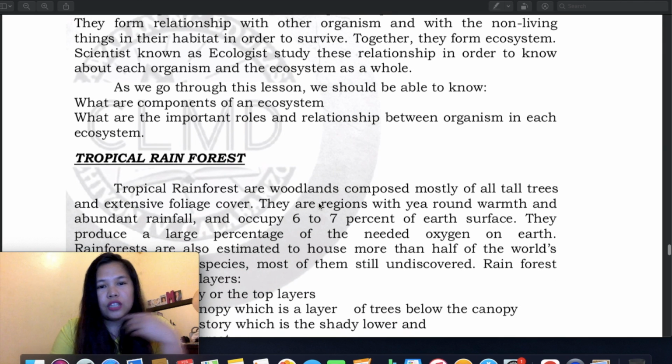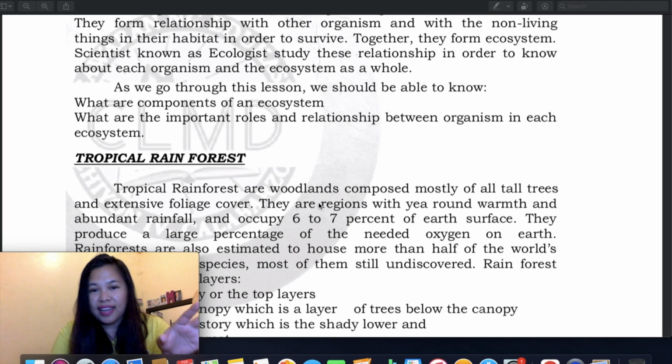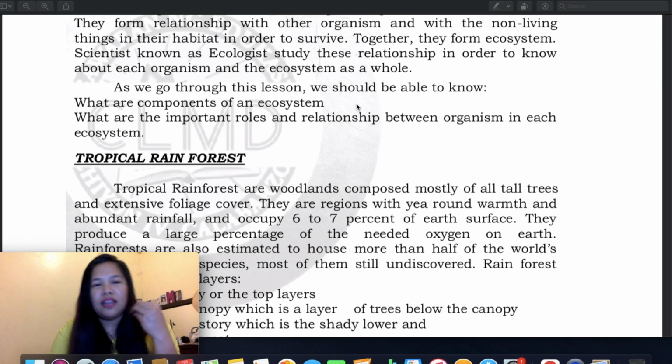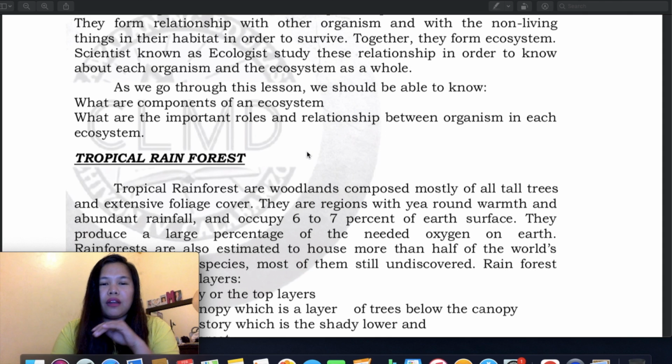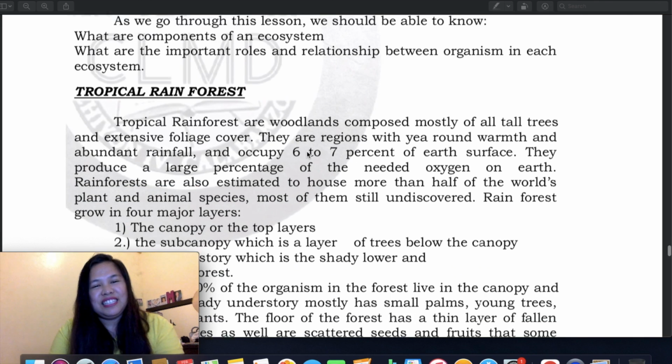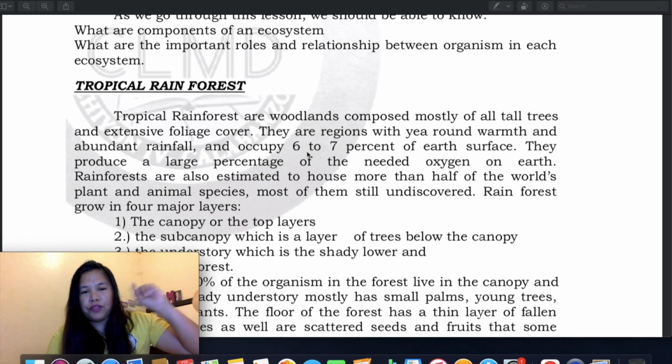Okay, so as we go through this lesson, we should be able to know what are the components of our ecosystem. And what are the important roles of a relationship between organisms in each ecosystem. So, ito yung mga relationship kung paano sila nagkaka-connect. So, the first ecosystem na itatackle natin today is the tropical rainforest.